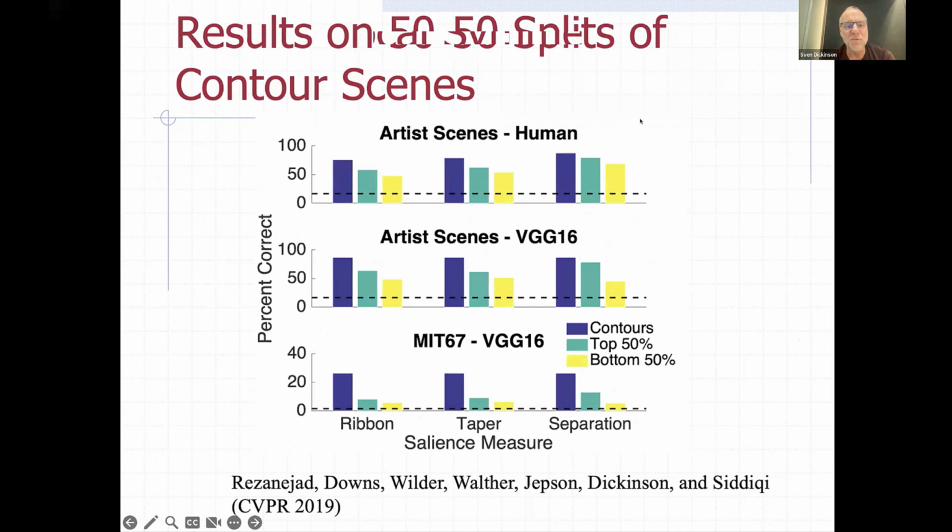So here's what happens when we test these results on a CNN. On the top here, you see the original artist scenes and the human performance. And what you see in the top left is the ribbon symmetry for humans, which is exactly what I showed before. This was the experiment that we showed before. But in fact, when we look at the splits for human subjects, for both taper in the middle and separation on the right, we see the same preference for top 50% over the bottom 50% on this medial axis-based symmetry score. So the same behavior that we saw in the ribbon symmetry also extends to both taper and separation.